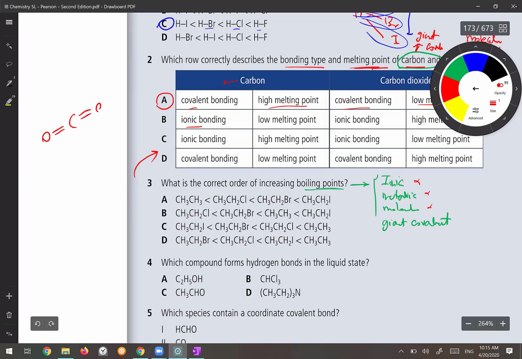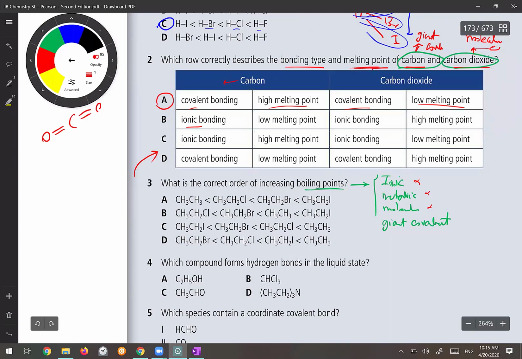In question number 2, the question compared the melting point of carbon and carbon dioxide. So it's comparing the melting point of the molecular compound and the giant molecular compound. So obviously the giant molecular compound has the highest melting point among them. But in some questions, all of the substances given are of one type, like this one. So all of these substances that you have here are molecular compounds. So you are not comparing between different types of material. You have molecular compounds and you want to compare their melting point and boiling point.